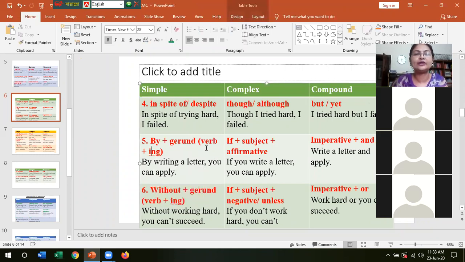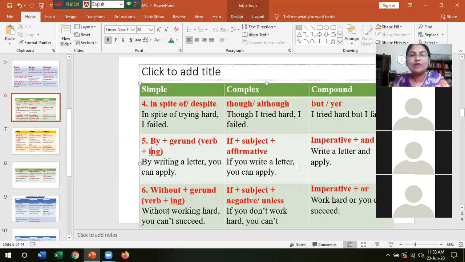If there is by plus gerund, for example, by writing a letter, you can apply. Here we have used by plus verb plus ing, and it is definitely a simple sentence because there is only one subject, you. Then to make it complex, you must use if plus subject plus affirmative form.